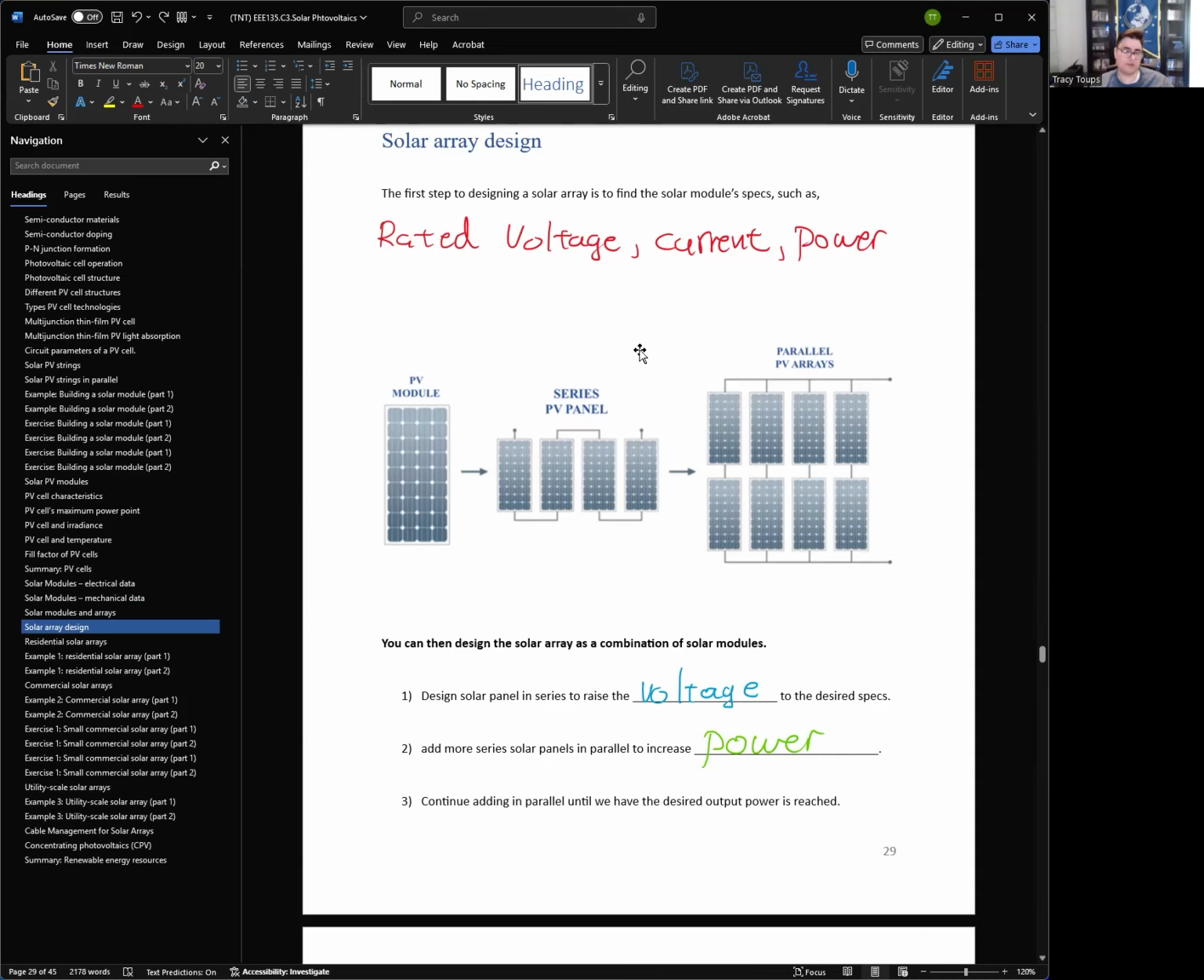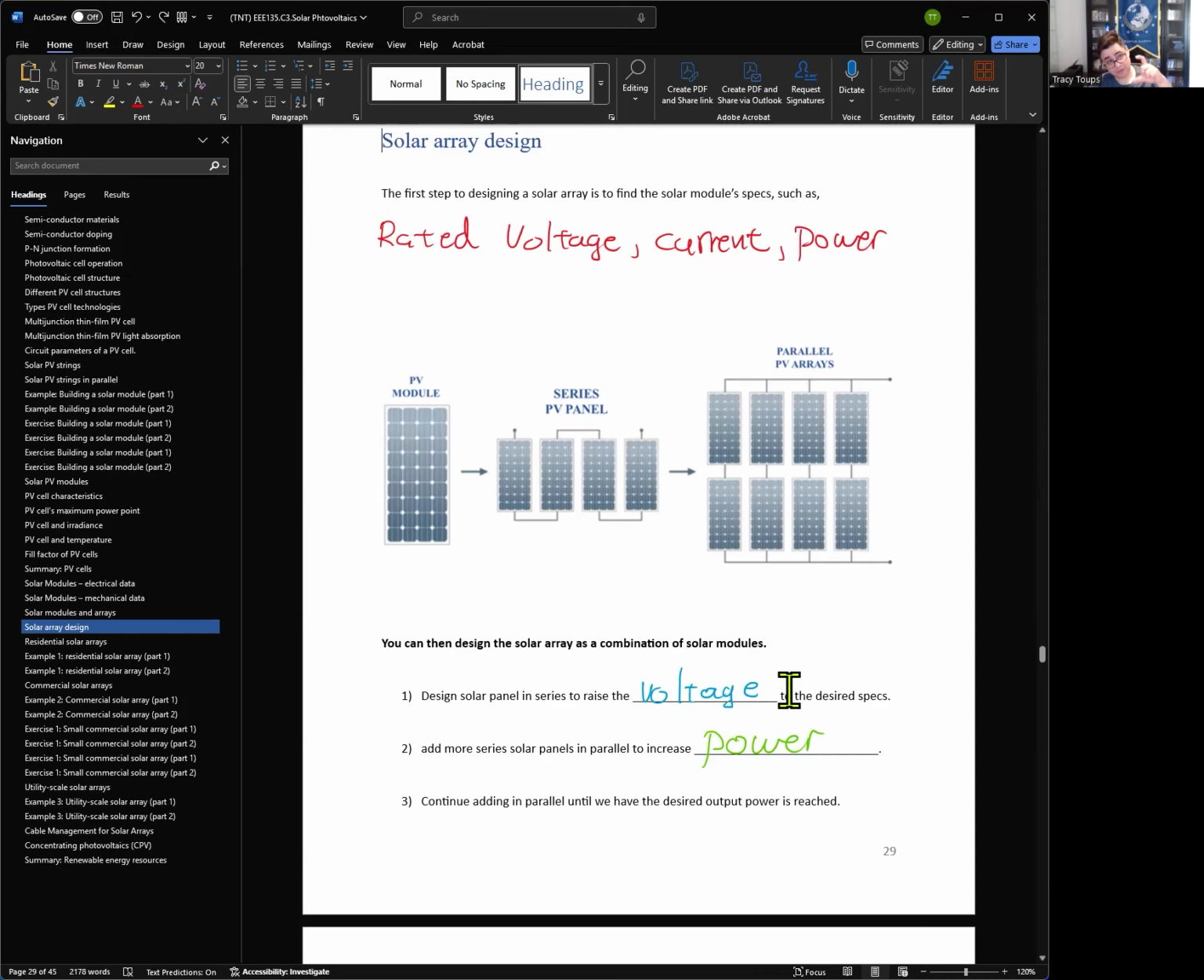All right, so let's start with the basics. Solar array design. We got one PV module or solar module. We need to ask what's the rated voltage, the rated current, and the rated power. Then we could start making our system. Remember, the first step is take the single building block, put them in series to create the voltage that we want. So first, step number one in the design process, put solar panels in series to raise the voltage to the desired specs. And we'll call this a string.